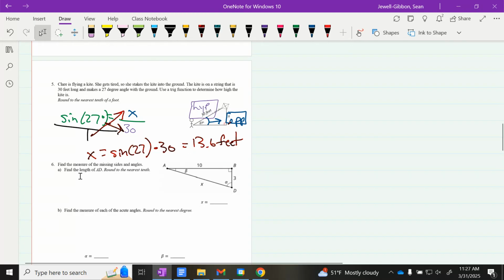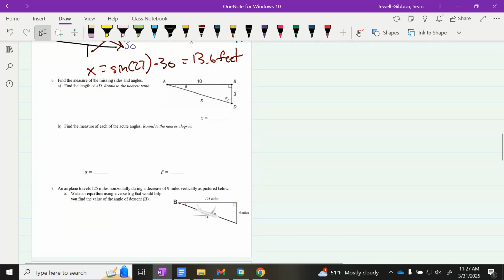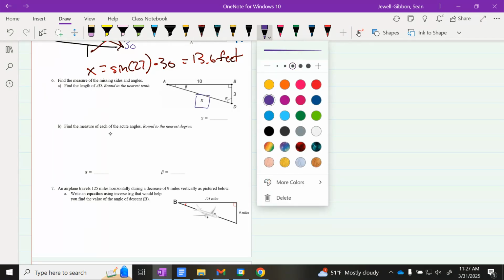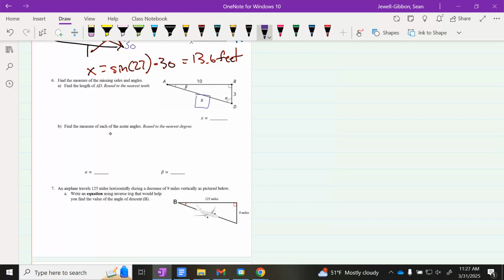All right, next one. So number 6, find the measure of missing sides and angles. So let's go ahead and start by finding this value of x here. All right, so we can actually go the easy route here. So we have 2 sides that we know, so we can do Pythagorean theorem, 10 squared plus 3 squared equals x squared. So the short side squared plus the other short side squared will give us our longest side squared, or our hypotenuse. 10 squared plus 3 squared will be 109.